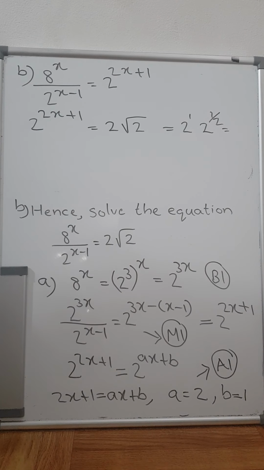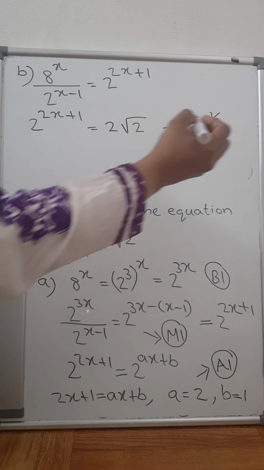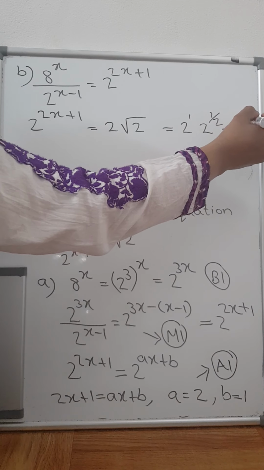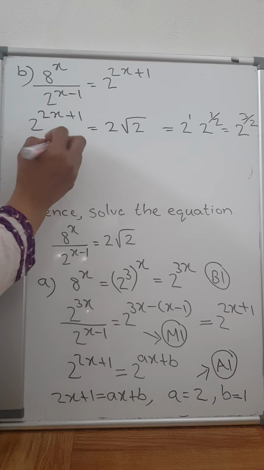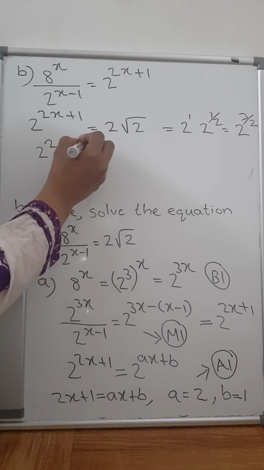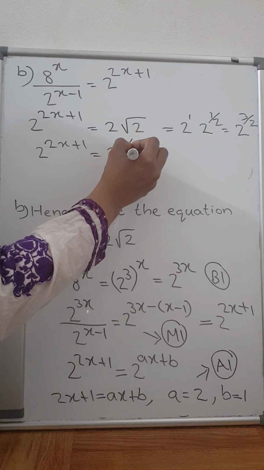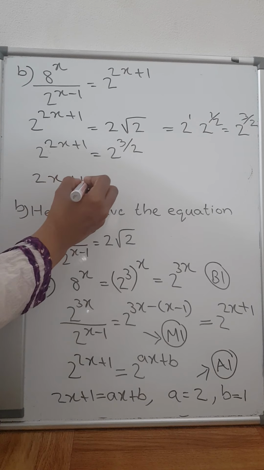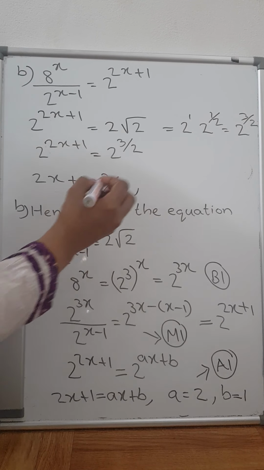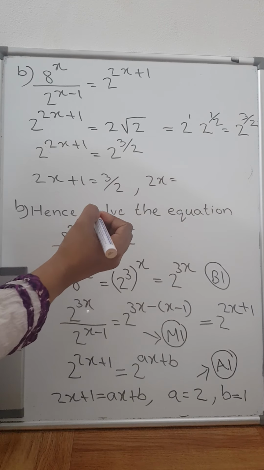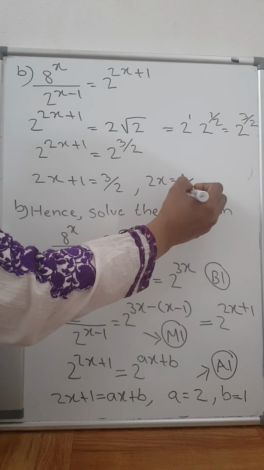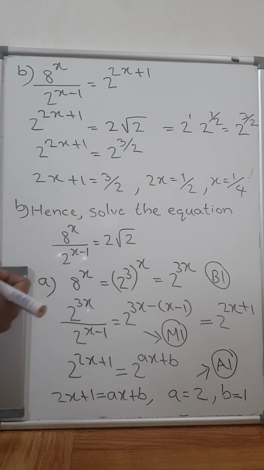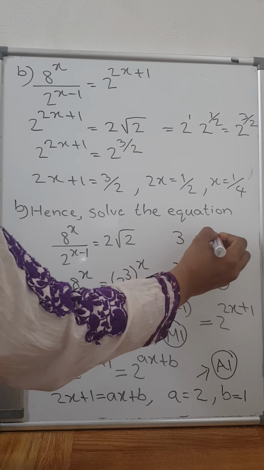On applying the multiplication law in indices, we can write it as 2 to the power 1 plus half. 1 plus half is 3 by 2. So what we get from here? 2 to the power 2x plus 1 is equal to 2 to the power 3 by 2. Since the bases are the same, the powers must be same. 2x plus 1 is equal to 3 by 2. So 2x is equal to 3 by 2 minus 1, that is 1 by 2. x is equal to 1 divided by 4.